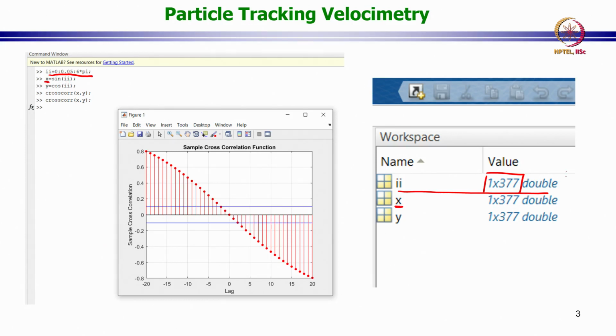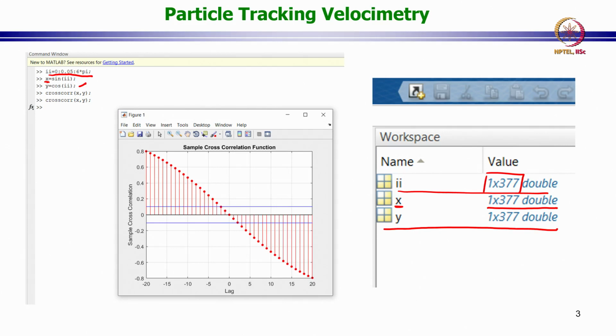So, I have taken a screenshot of that and I have magnified it, and you can see this also has 377 entries, and I have defined another variable called y, and similarly here in the workspace you can see this variable is also there. But now x and y are sine and cosine respectively. So, you know that sine and cosine from basic mathematics are basically identical to each other, and they are just displaced by pi by 2 more or less.